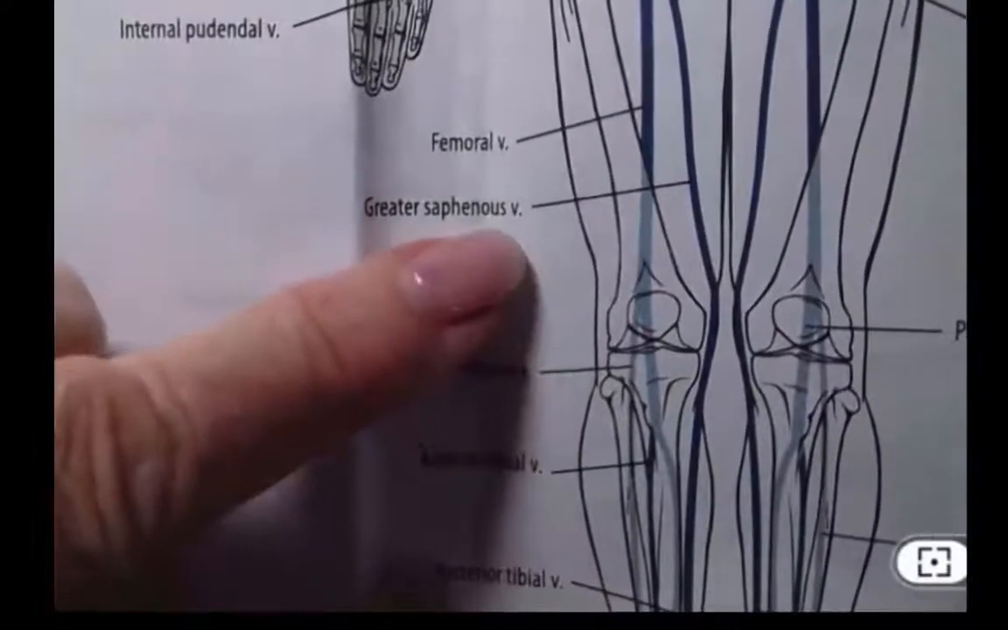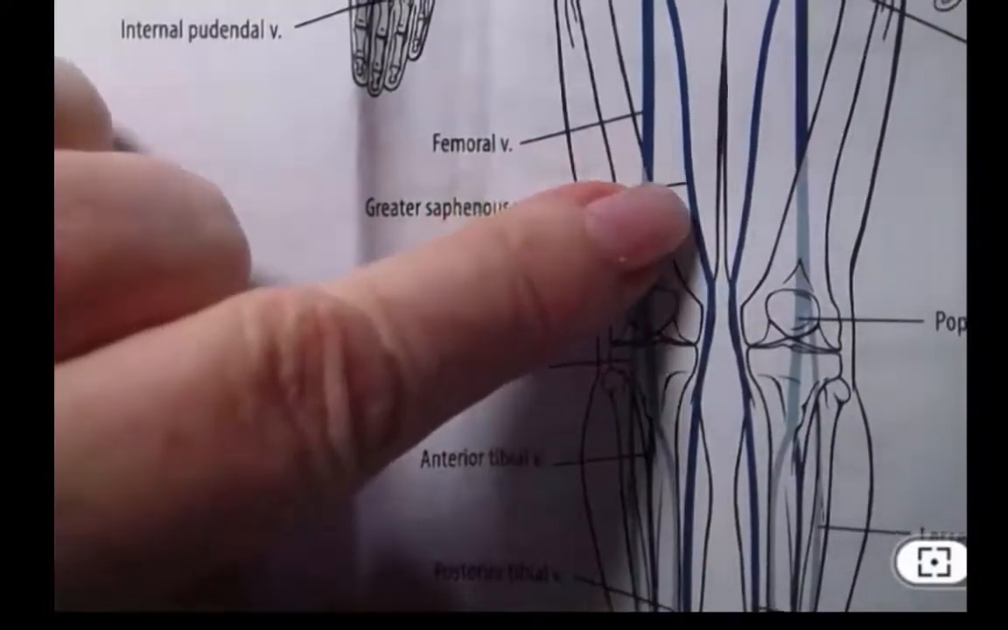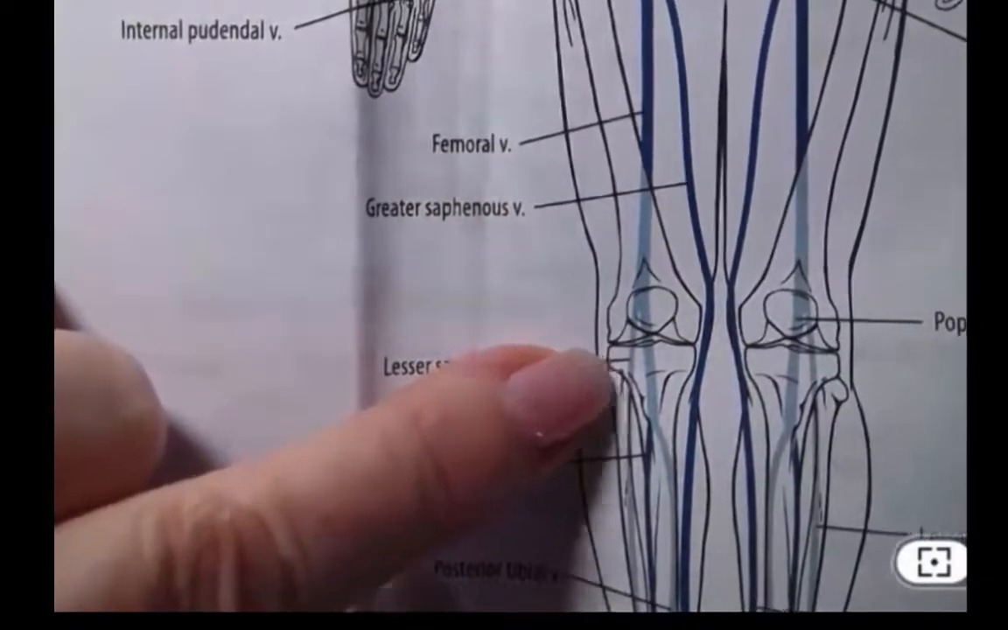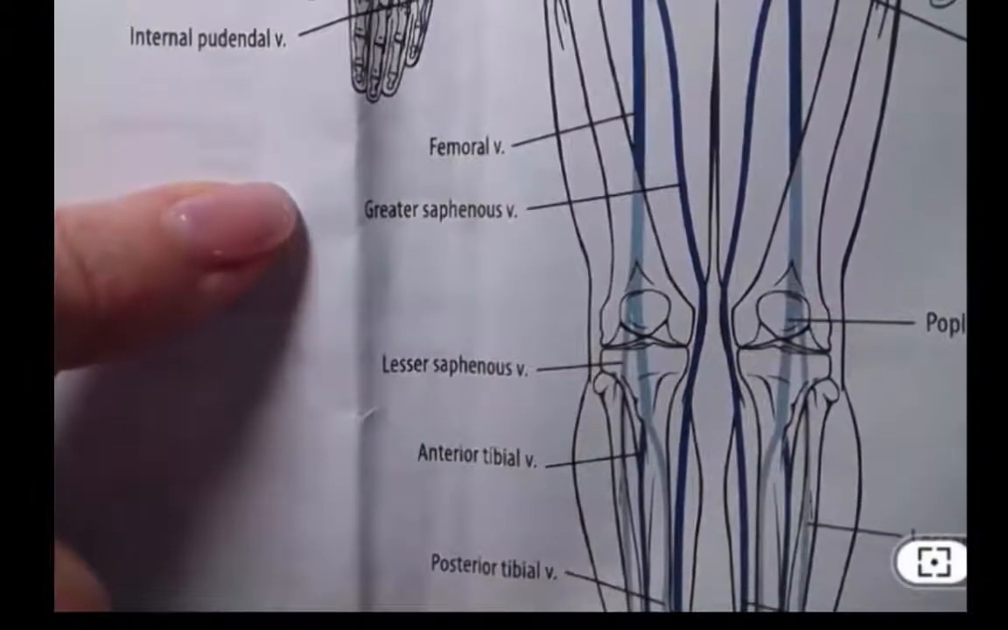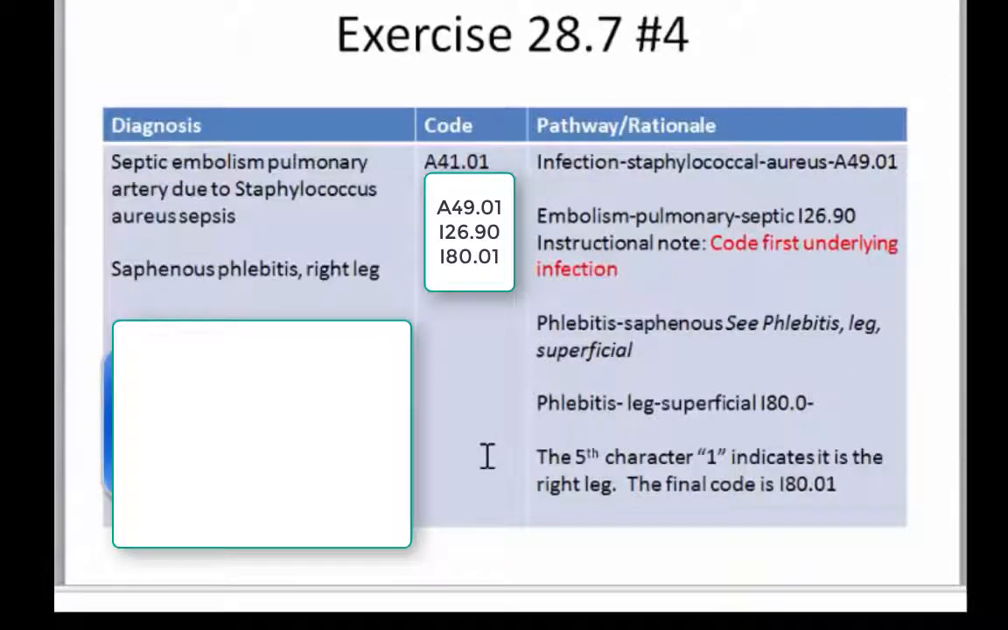We're in the back of our code book. Greater saphenous vein is here, and the lesser saphenous vein here. And the saphenous vein is used when a patient has a coronary artery bypass surgery, or a CABG, C-A-B-G. So the first part is the infection with the Staph aureus. And I want us to go to the alphabetical index to show you something different about this one.